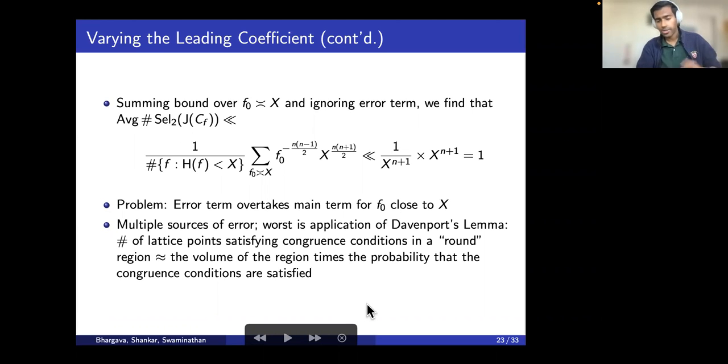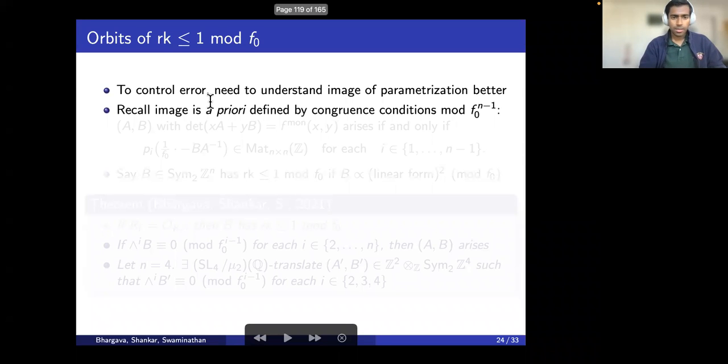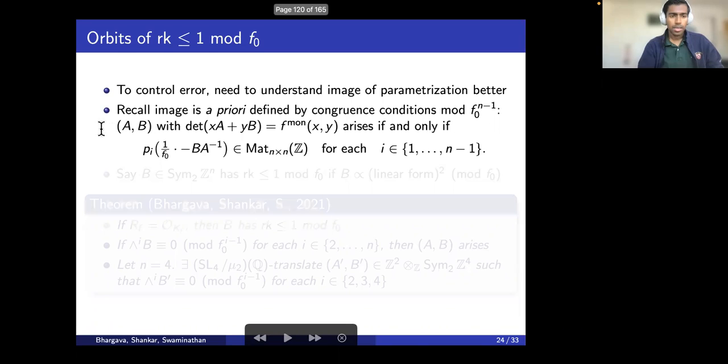Okay, so we need to try to understand the error term better, and that will require understanding the parametrization better. So to control the error, we need to understand the image of the parametrization better. I'm going to recall some things that I mentioned in a previous slide. A priori, the image of the parametrization was defined by these congruence conditions mod f0 to the n minus 1. If you have a pair A, B with the determinant of xA plus yB equal to this monicization, then it comes from the parametrization if and only if these funny matrices here have integral entries for each i.